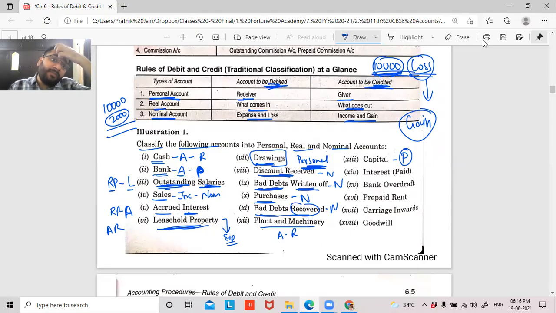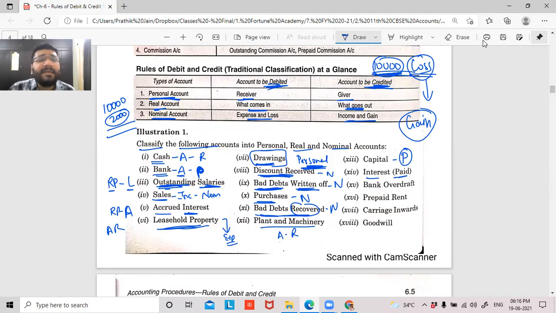Now, sir, can an artificial person also give capital? Of course. In most cases, it is the natural human being, so it is mostly a natural personal account. But yes, in some cases it can also be an artificial personal account, depending on who is giving the capital. Whether the natural person is giving capital or the artificial person is giving the capital, based on that you will decide whether the transaction is a natural personal account or an artificial personal account. Am I clear with this? Yes, sir.